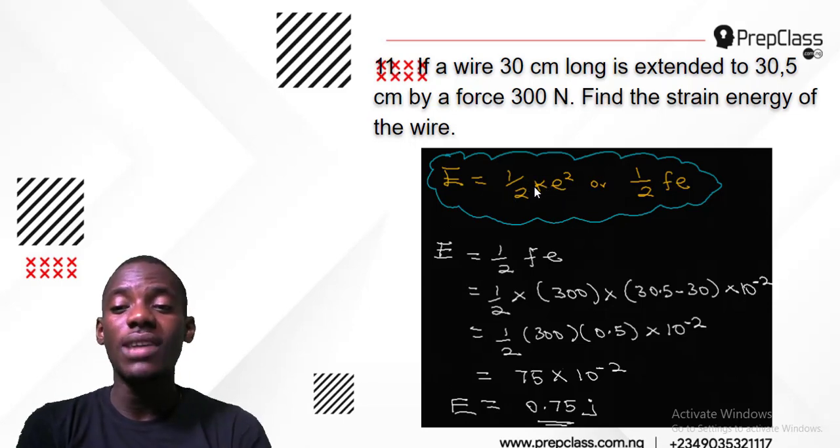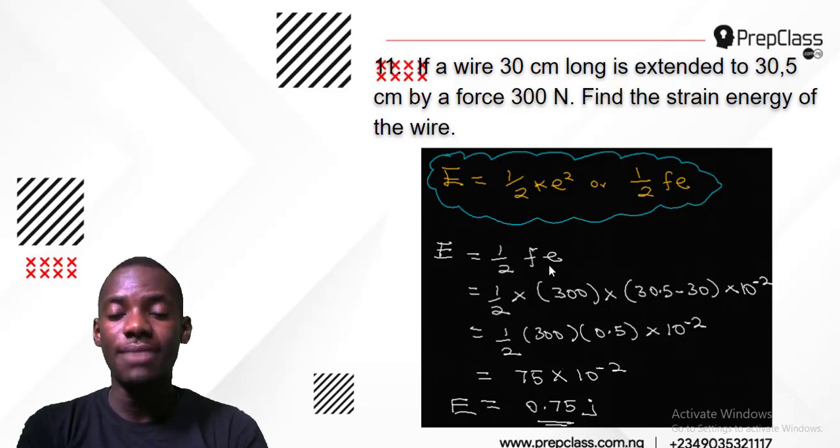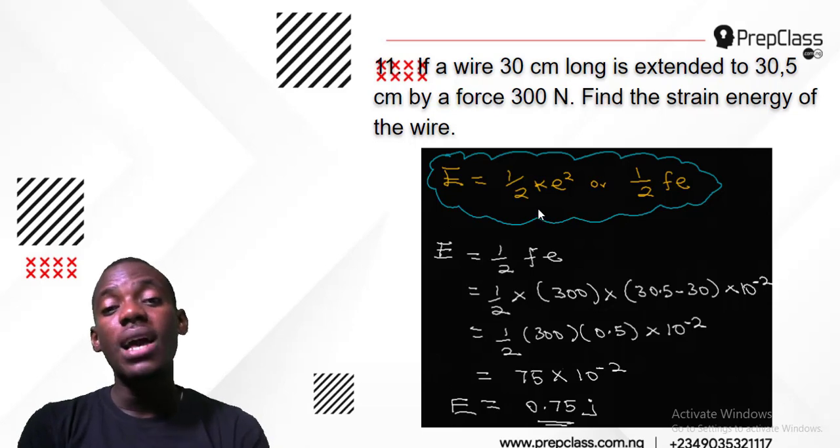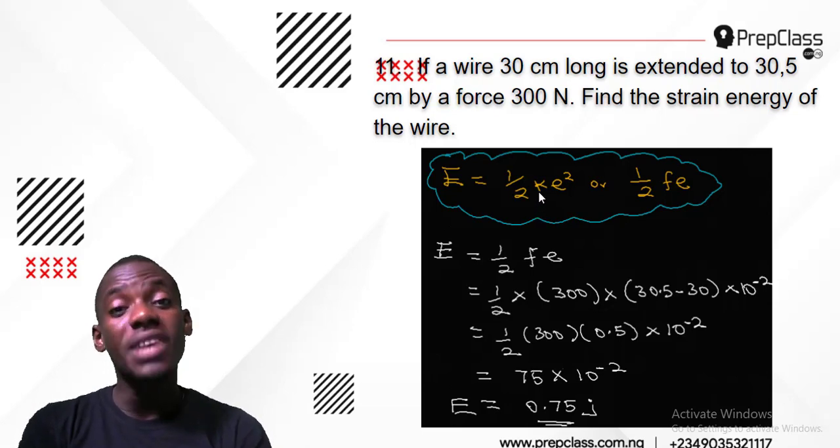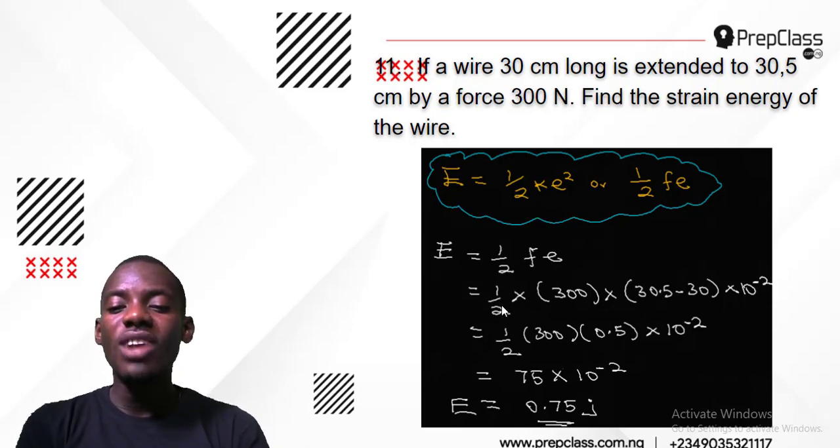K is the elastic constant, F is the force and e is the extension, and either of these formulas will work. But in this case, we have force, so I'll be using this formula. So I'll be saying E equals 1 over 2 Fe, right? But if an elastic constant were given, you use K. Now, 1 over 2 is 1 over 2. Force in the question is 300. The force will be 300.